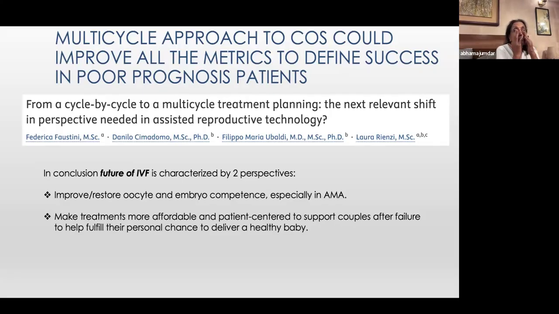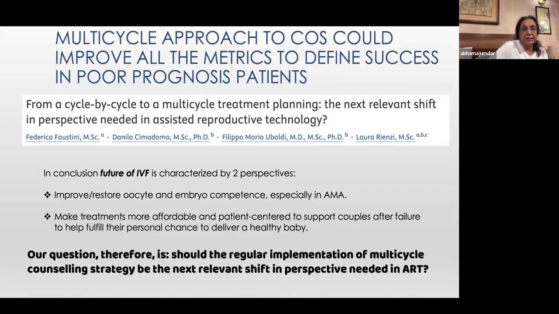I don't know what we will do in future to improve or restore oocyte and embryo competence, but that is required. Till then, what we need is that we need to maybe collect so many eggs so that we can make enough embryos to be able to deliver a healthy baby, and make treatment more affordable and patient-centered.